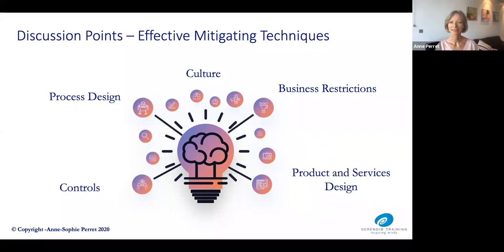And how can I design the process so that I don't have to then plug in controls to try and mitigate the risk? But I'm doing that proactively by designing the process in a smart way so that I don't have these weaknesses in my process. So I stop there for a moment.